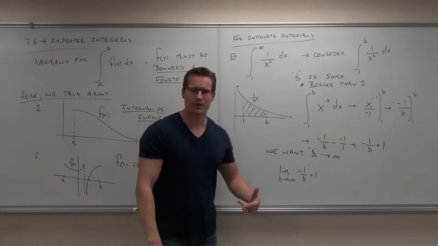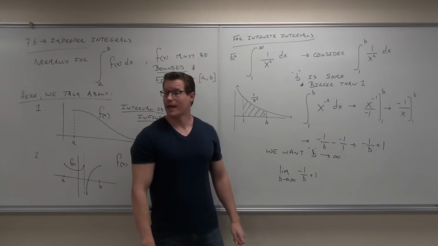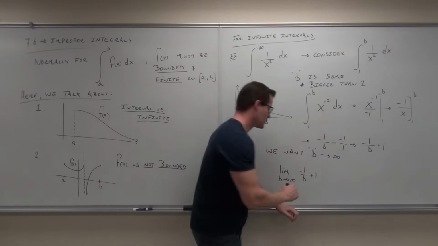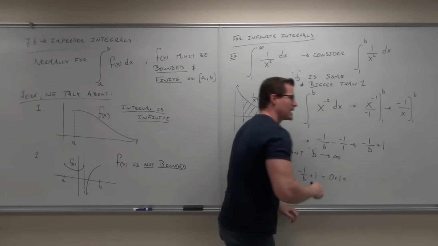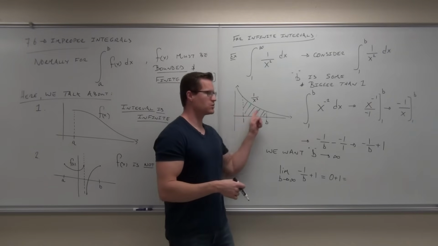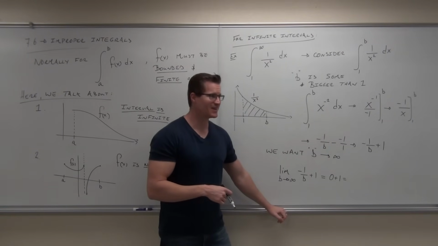Now hopefully it makes some sense. Let's let b go to infinity. What happens if b goes to infinity here? So, can we find the area under the curve of 1 over x squared from 1 to infinity? Yes. That's really cool. How much is it? 1.